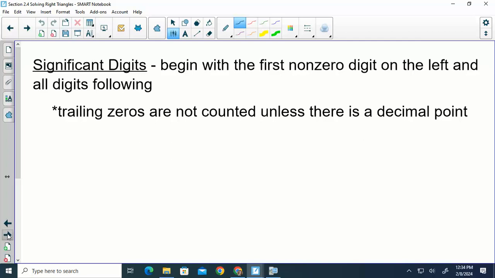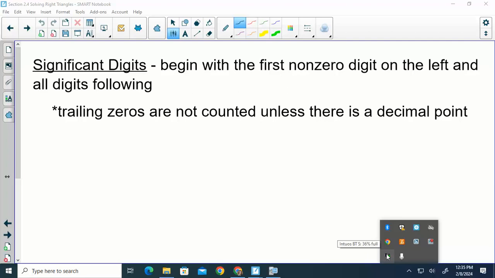If there is a decimal point, then you count trailing zeros, so zeros on the end. But if there is not a decimal point, we do not include those zeros. It involves a lot of extra rounding, and then your answers are not always as accurate. But it is a good concept.